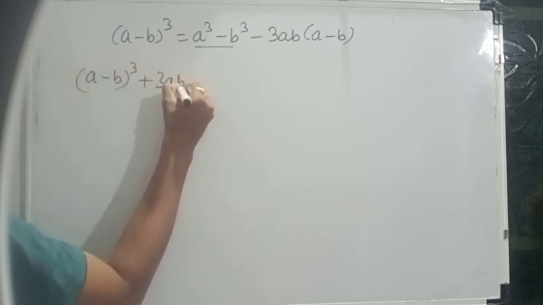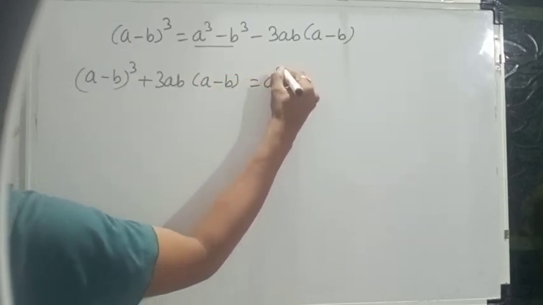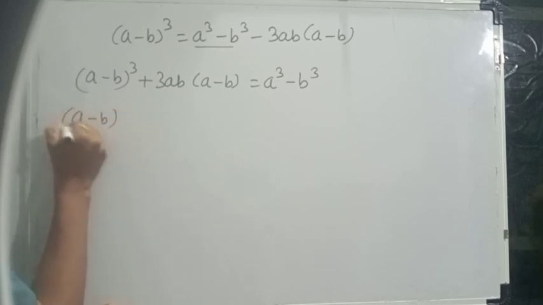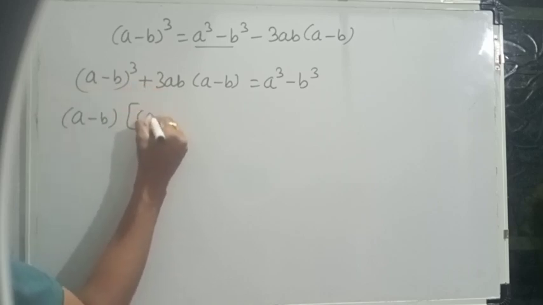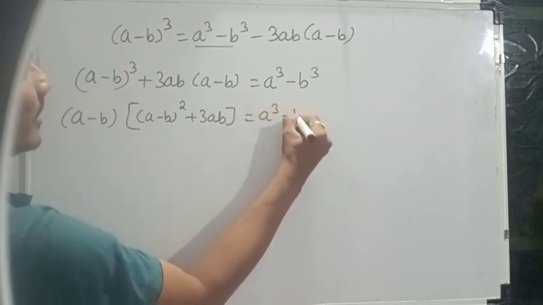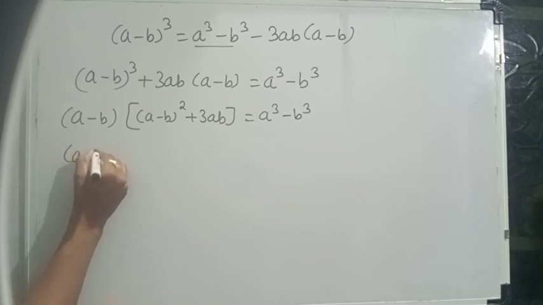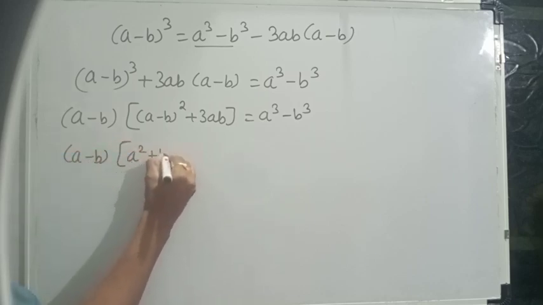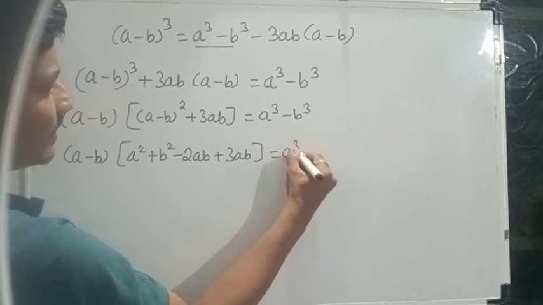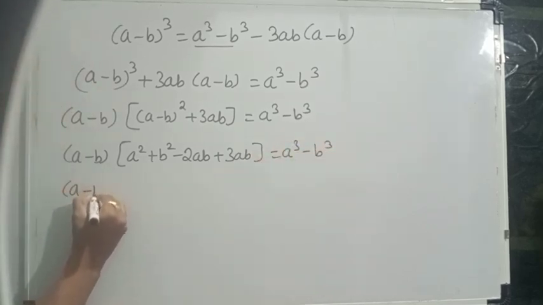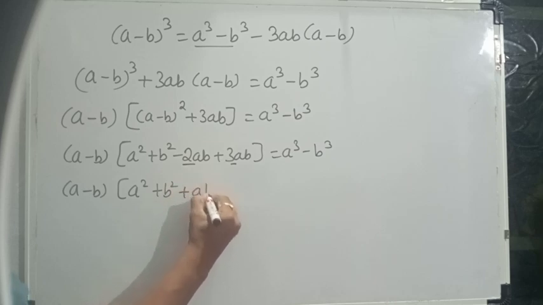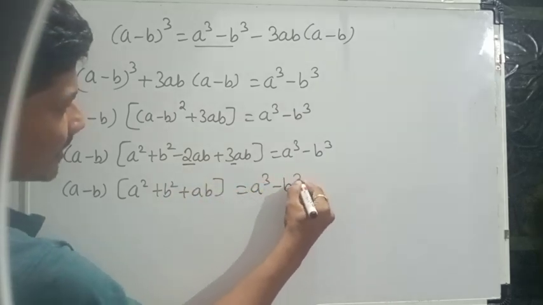A minus b bracket cube plus 3ab into the bracket a minus b is equal to a cube minus b cube. Here a minus b I'll take common, and what remains is a minus b bracket square in the first term, and in the second term 3ab, which is equal to a cube minus b cube. A minus b bracket square can be written as a square plus b square minus 2ab plus 3ab, which is equal to a cube minus b cube. A minus b bracket a square plus b square, 3ab minus 2ab, if we subtract we'll get ab, which is equal to a cube minus b cube.